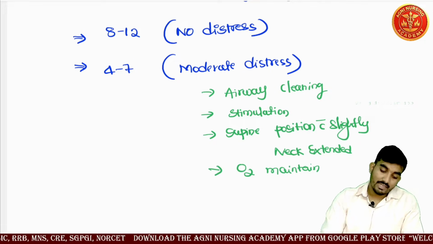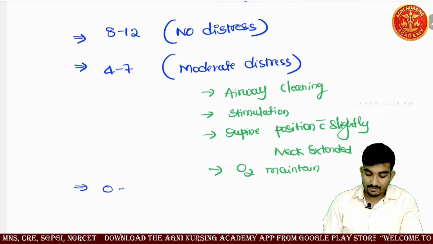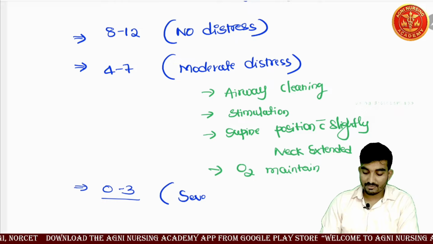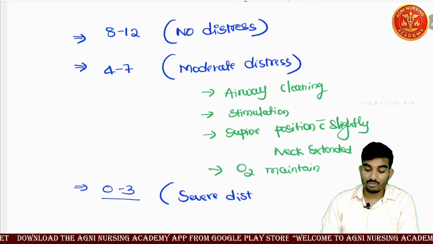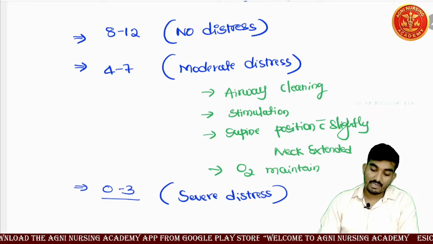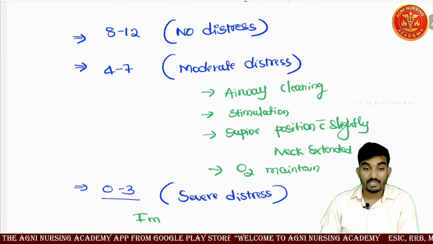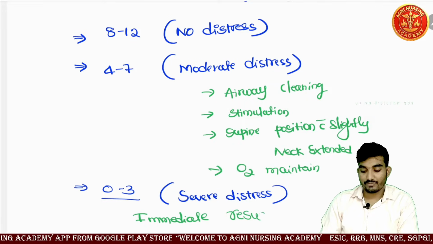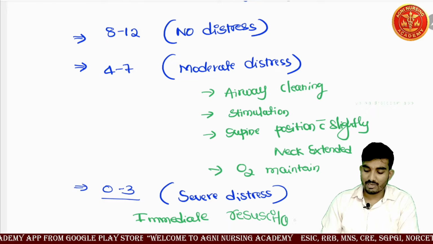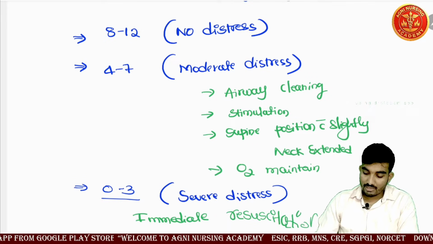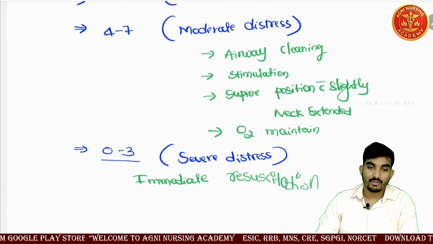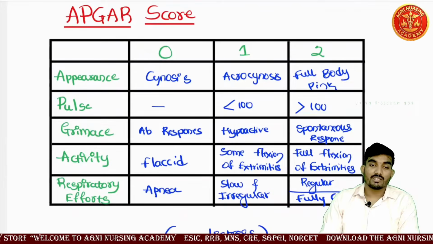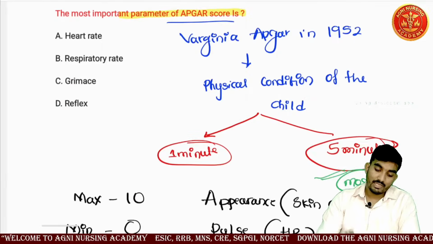If the child is in moderate distress, we will follow these things and give the oxygen last. And if the Apgar score is 0 to 3, it's a severe distress. In severe distress, we have to start immediate resuscitation. In the upcoming sessions or MCQs, we'll discuss resuscitation also. This is about the Apgar scoring. Now we will see the answer for our question.